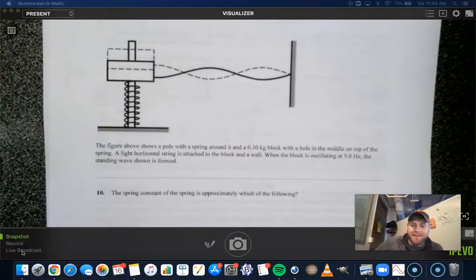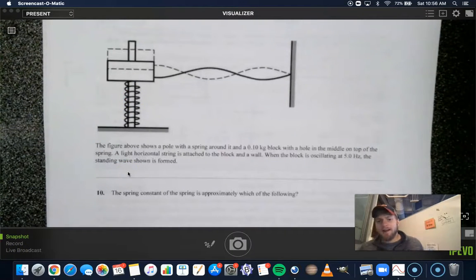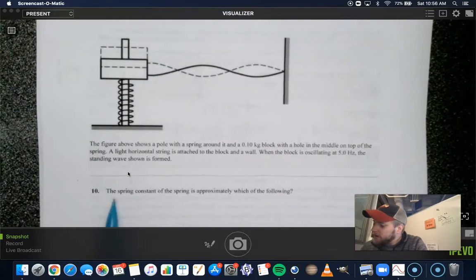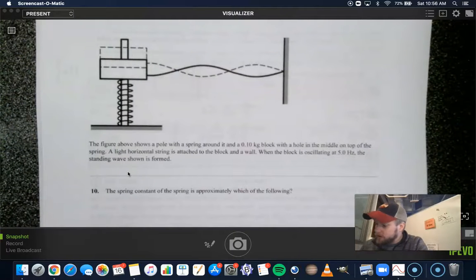All right, finally on to number 10. Make sure you've read the question carefully, and let's discuss. So this is a weird question. We haven't yet talked about standing waves, but this is actually a pretty simple application of one of the equations we've already discussed. So the spring constant is built into one of these equations here.